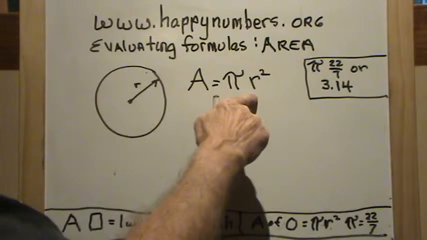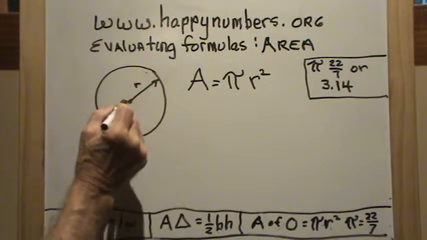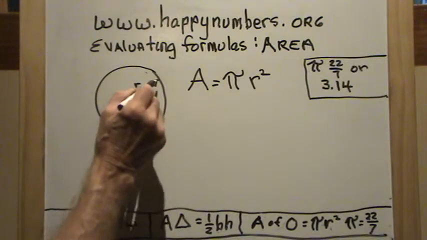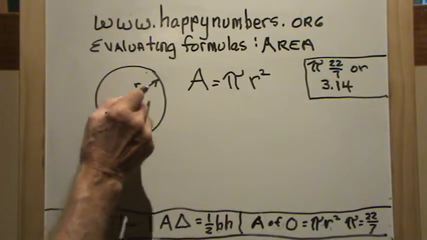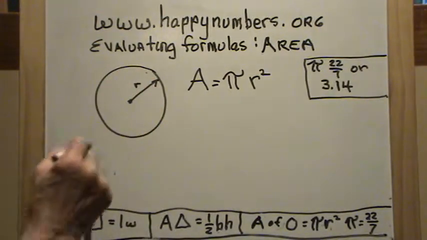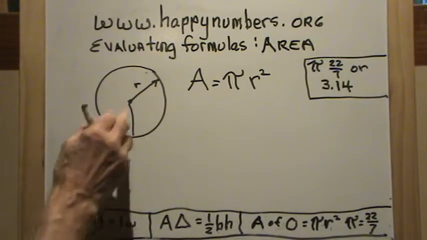And now the radius. Well, the radius of a circle is the distance from the center of the circle to the circumference of the circle. So the distance from here to here is called the radius. The distance from here to here is a radius.